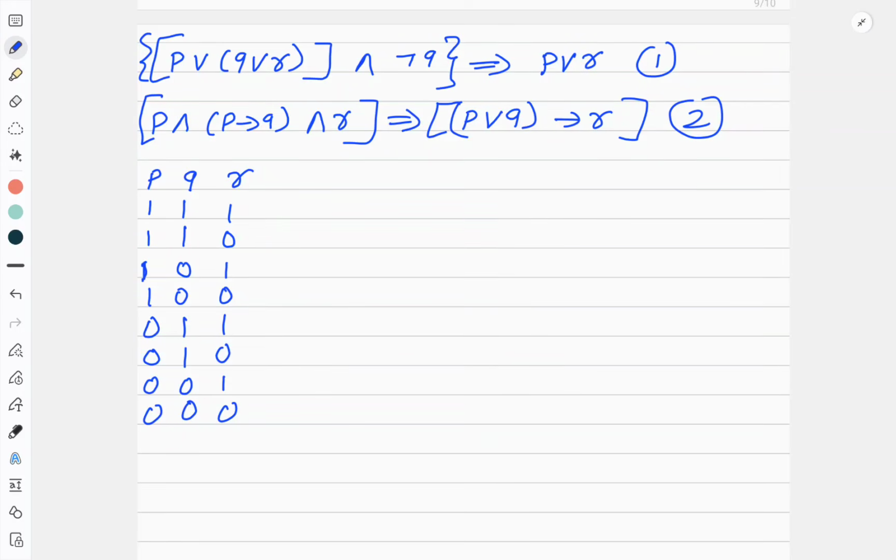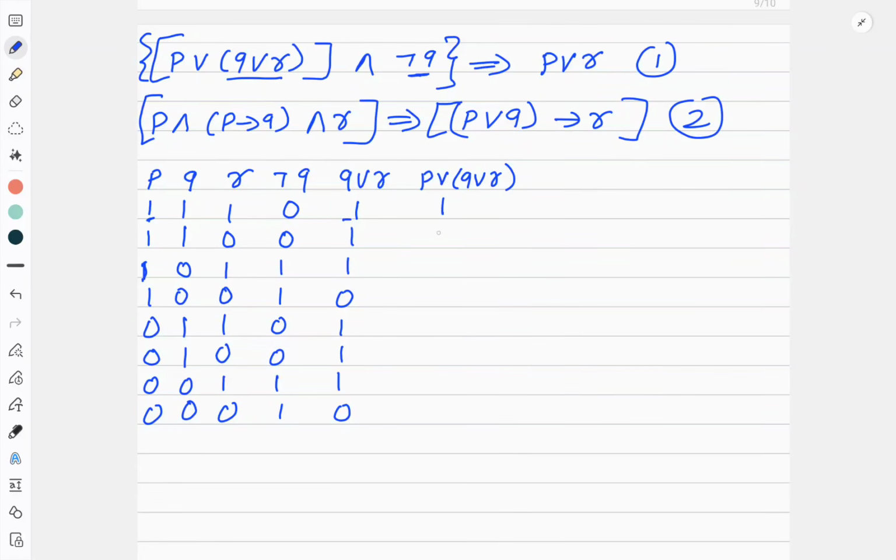Okay, let me start with this question. I need negation Q. So negation Q will be 0 0 1 1 0 0 1 1. Then I need Q or R. So Q or R is 1 1 1 0 1 1 1 0. Then I need P or Q or R. This means I should check this and this. So 1 1 1 1 1 1 1 and 0.